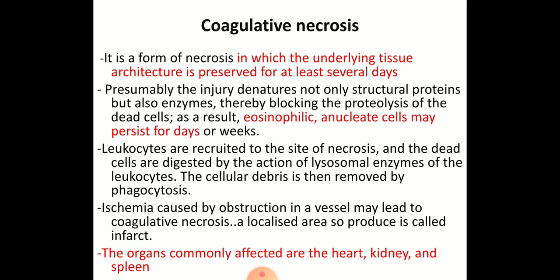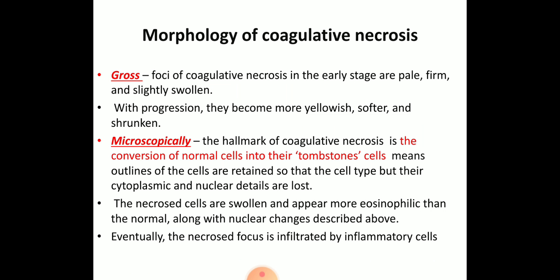The reason is ischemia. Ischemia caused by obstruction in a vessel may lead to coagulative necrosis, and a localized area so produced is called an infarct. The organs commonly affected by coagulative necrosis are the heart, kidney, and spleen. Now, let us discuss the morphology of coagulative necrosis.